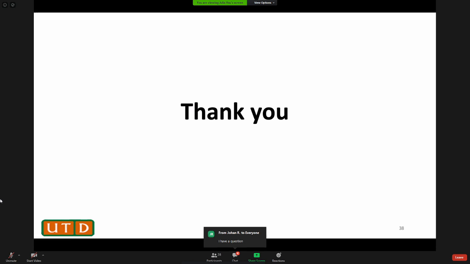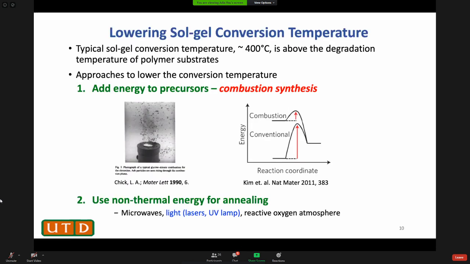So the wavelengths that you're using, I guess you said it's a xenon flash lamp? Yes, so we use broadband. Everything I show you is broadband. Well, not everything. The one in UV-Ozone is using a mercury lamp. But the photonic curing is using broadband.